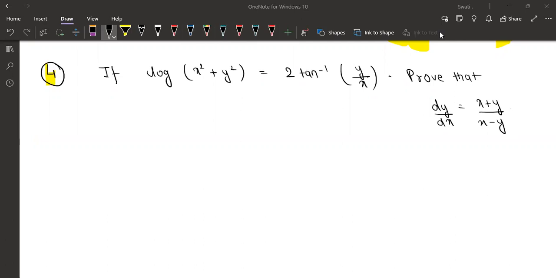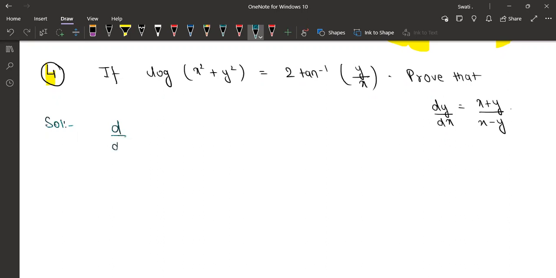As you can see, question number 4 says: if log of (x square plus y square) is equal to 2 tan inverse (y upon x), then we have to prove that dy/dx will be equal to (x plus y) upon (x minus y). So let's start with the proof. Whatever we are given, we are just going to use that. So for that, we will differentiate both sides with respect to x.